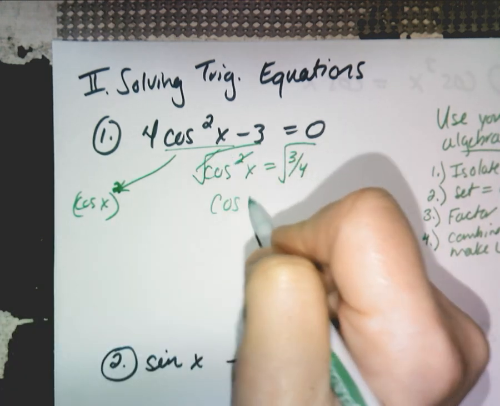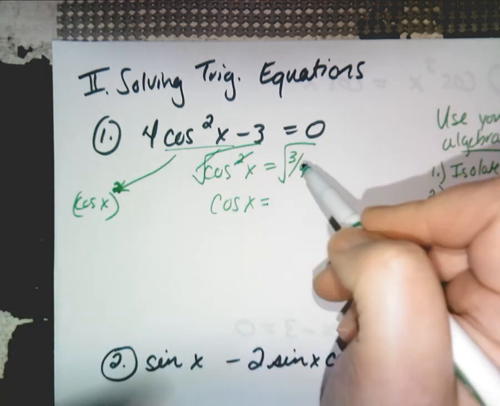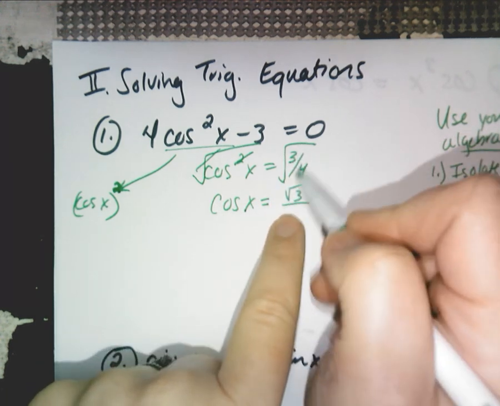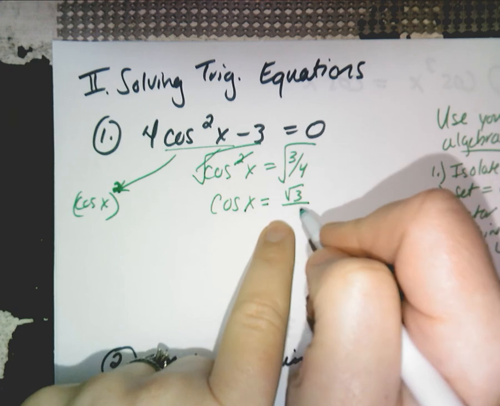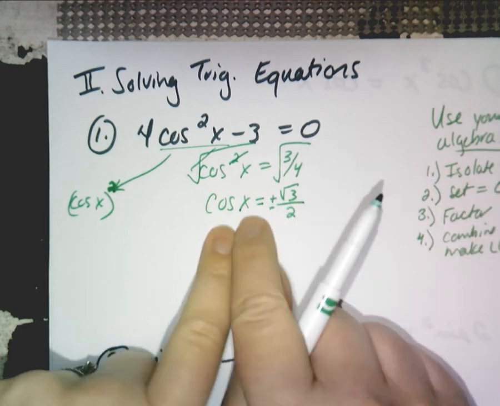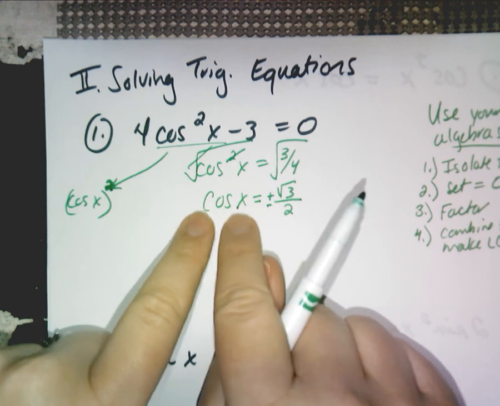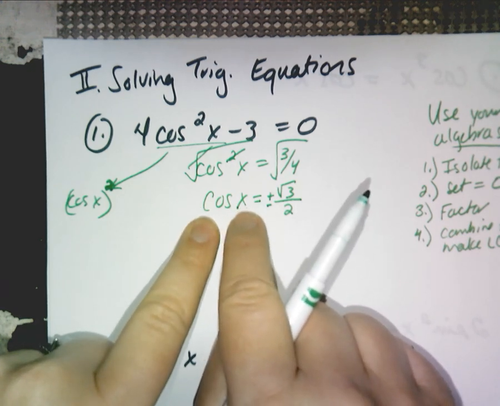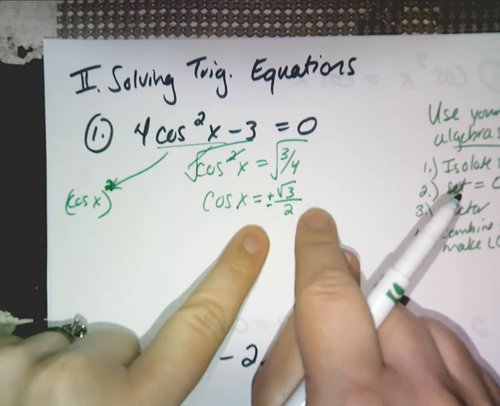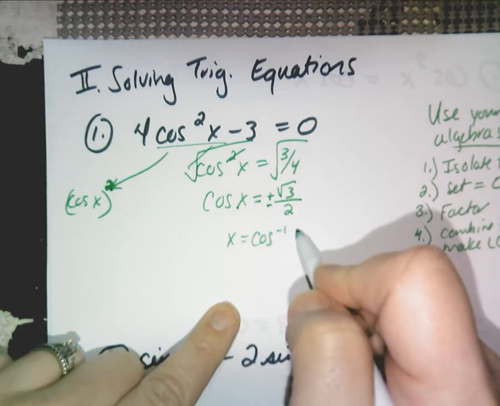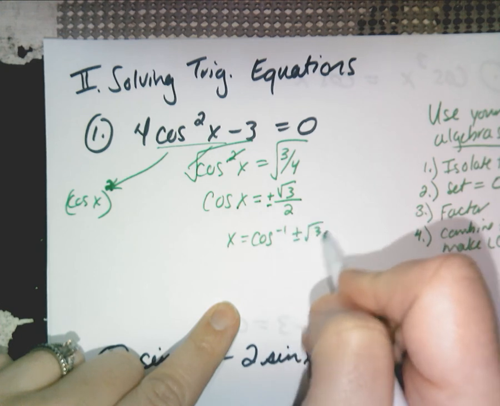You get cosine x equals, you can't take the square root of 3, so you just leave it square root of 3. But what is the square root of 4? 2. And then you put plus or minus in front. Well, now how do you isolate x? Well, to solve for that x, I'm actually asking you for the angle that will give you root 3/2. So here's what you would write. Inverse cosine plus or minus root 3/2.